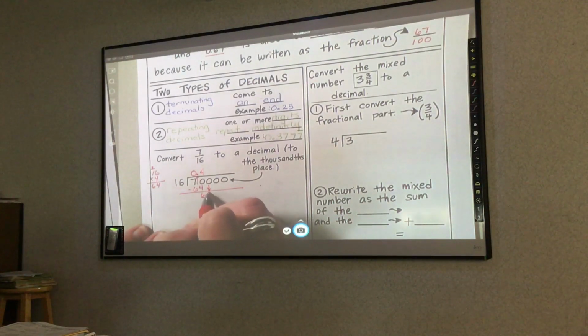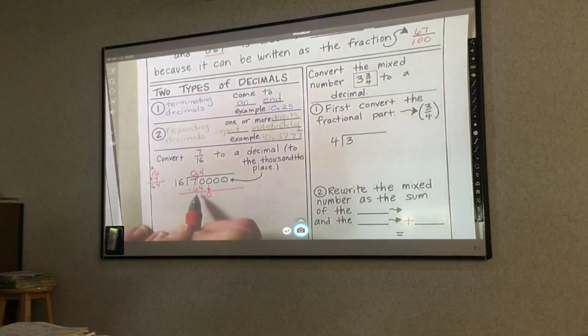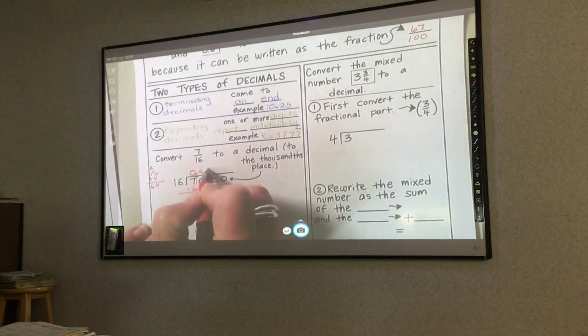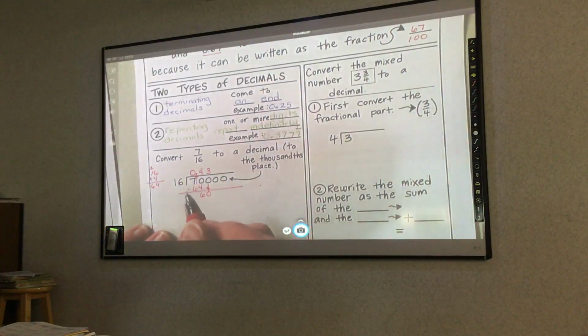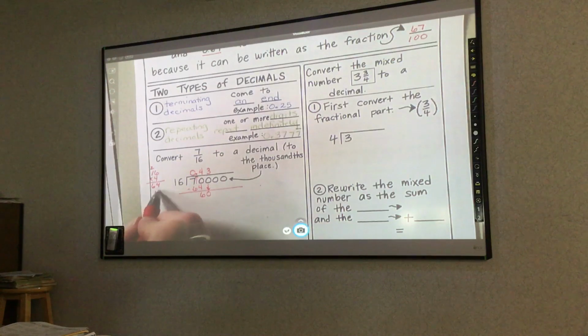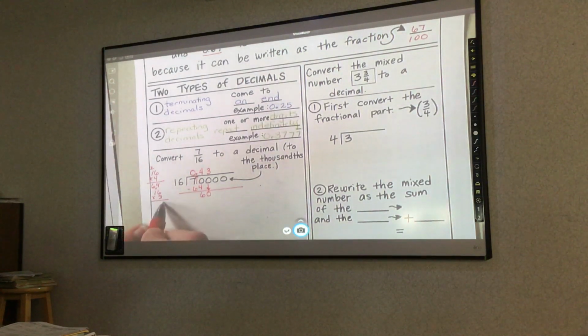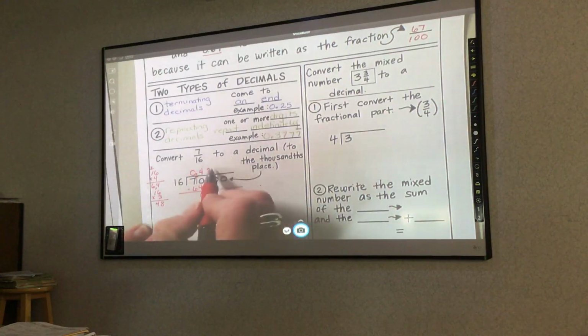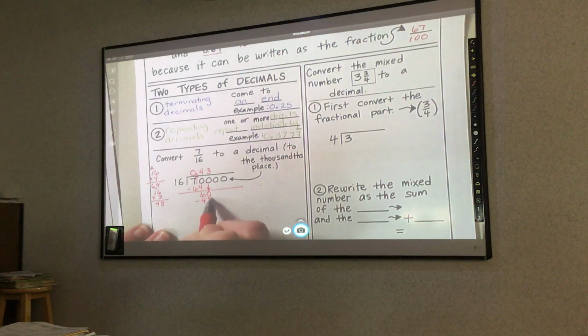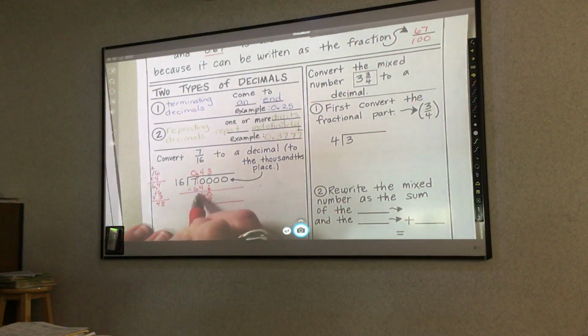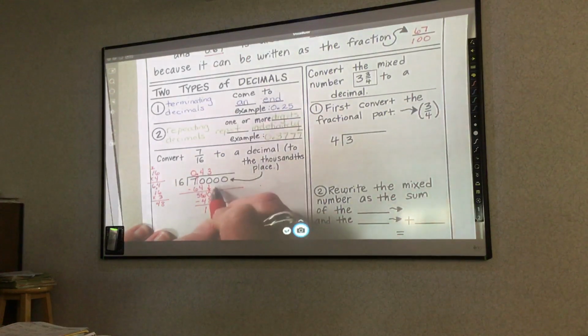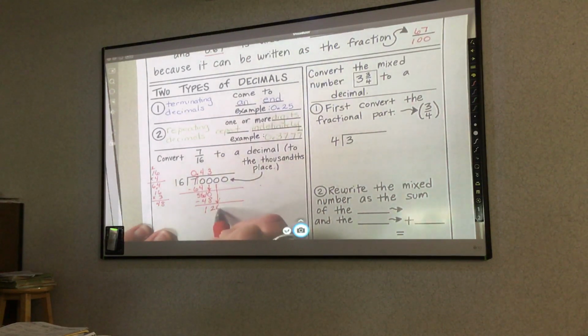Bring down a 0. It obviously is not gonna work 4 times, but it will work 3. 3 times 16. If you don't know it in your head, you just come over here and write it so you don't make a silly error. 3 times 6 is 18. Carry the 1, leave the 8. 3 times 1 is 3, plus 1 makes 4. So I'm going to subtract 48. Show that you're borrowing here, and you're left with 12. Bring down another 0.